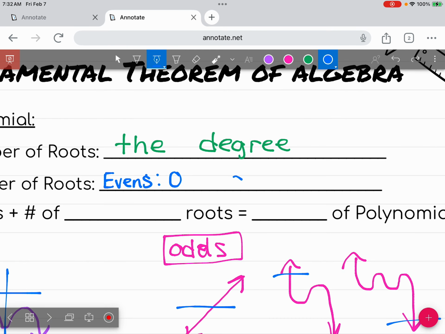So odd degreed functions must have at least 1 real root. Evens do not have to have any. That's when we'd have our no real solutions. Odds have to have at least 1. They have to.